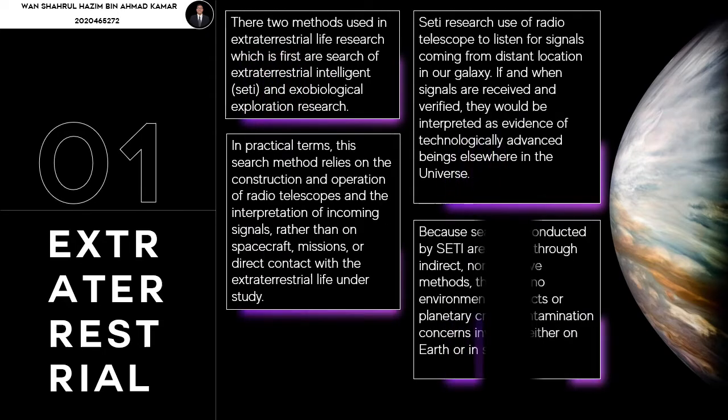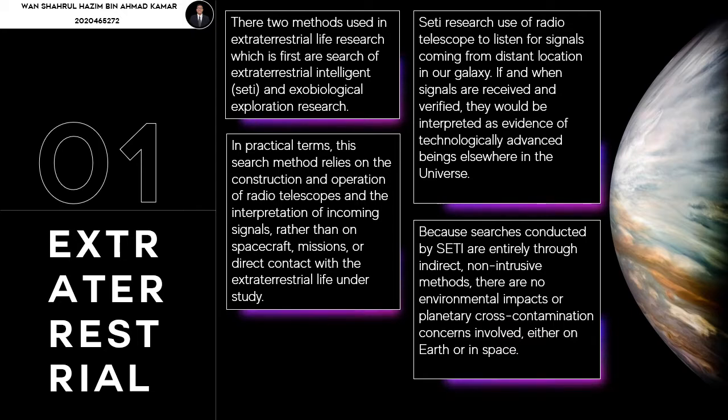But there are two main methods that astronomers use, which are, first, the search for extraterrestrial intelligence, or SETI, and second, exobiological exploration research. So, what is SETI? SETI research uses radio telescopes to listen for signals coming from distant locations in our galaxy. If and when signals are received and verified, astronomers would interpret them as evidence of technologically advanced beings elsewhere in the universe.